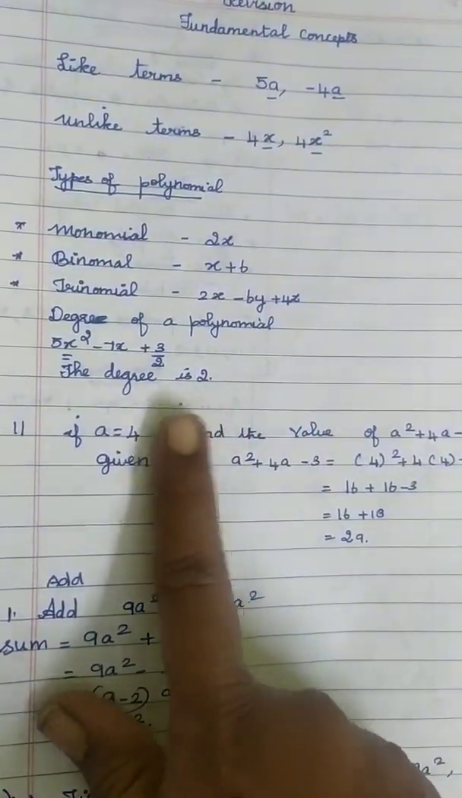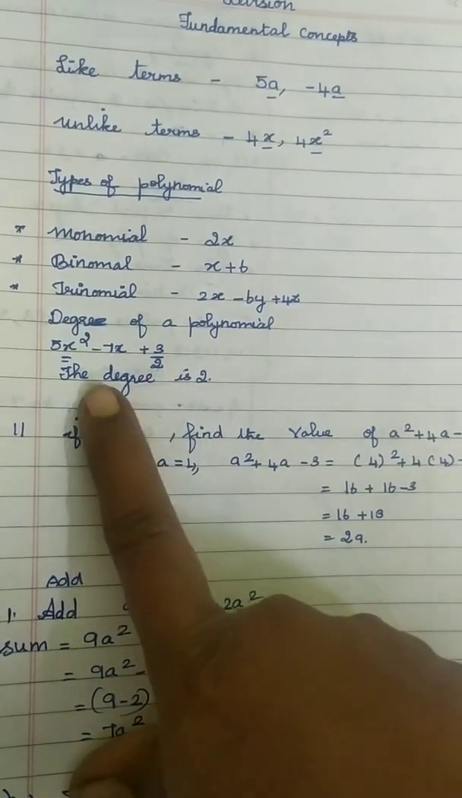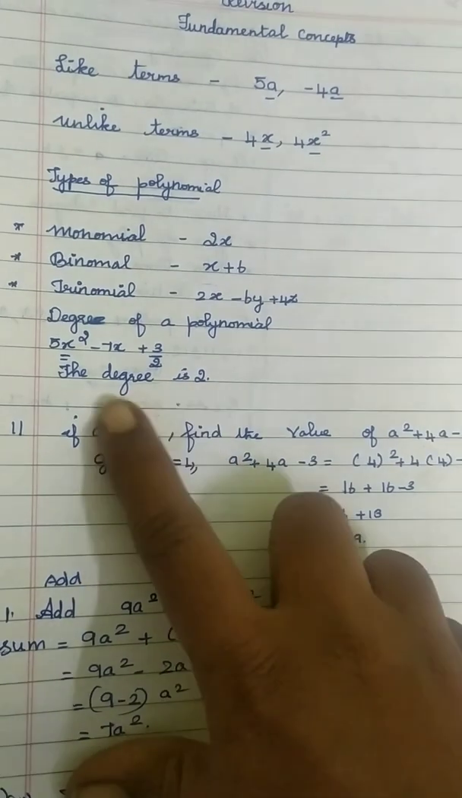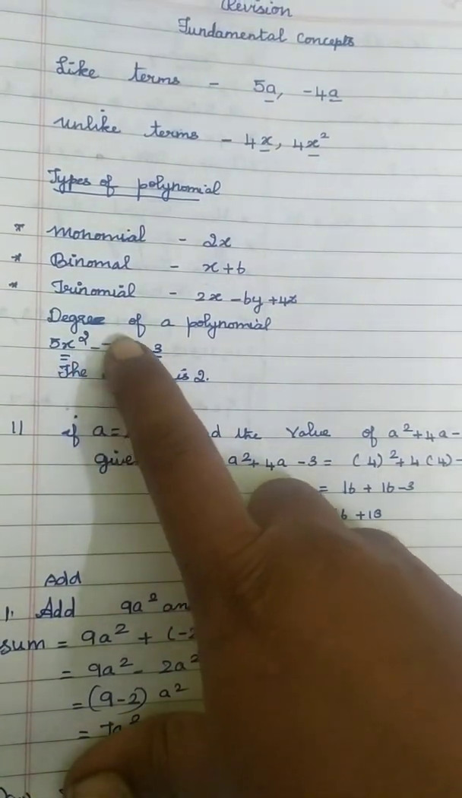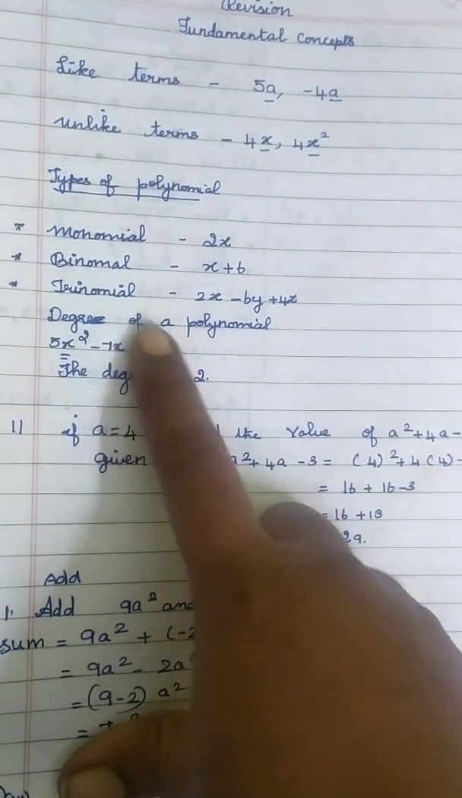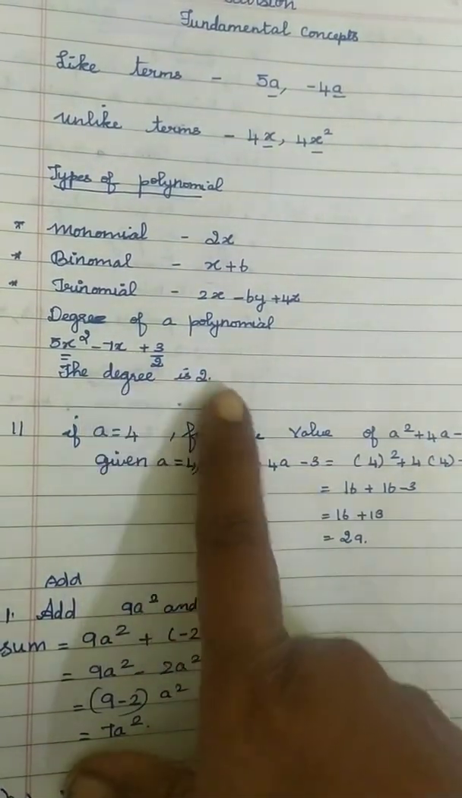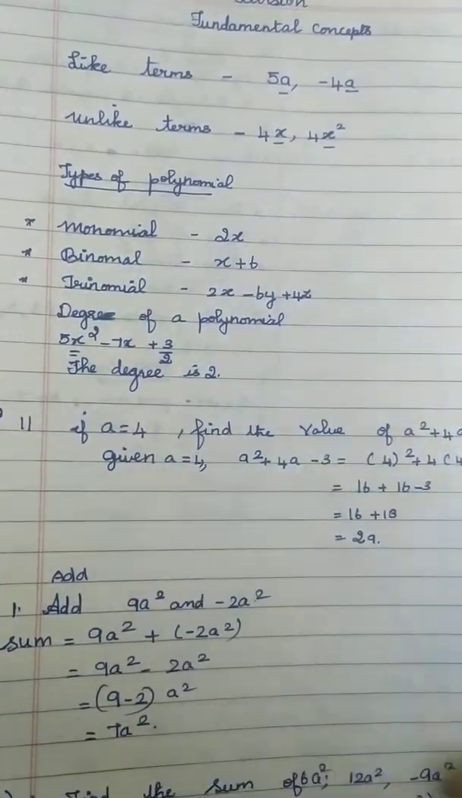And the next important one is how to find the degree. Which variable, which literal has the highest power, we call it a degree. If you see, the power of x is 2, here the power of x is 1. So 2 is the bigger number. So you can say the degree of the polynomial is 2.